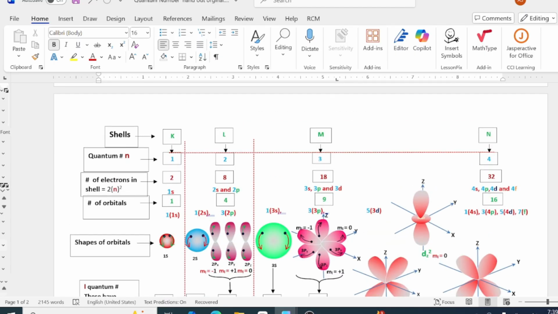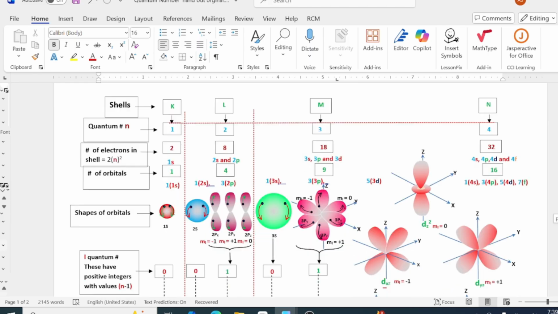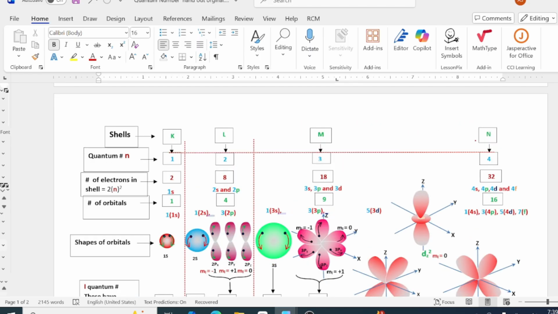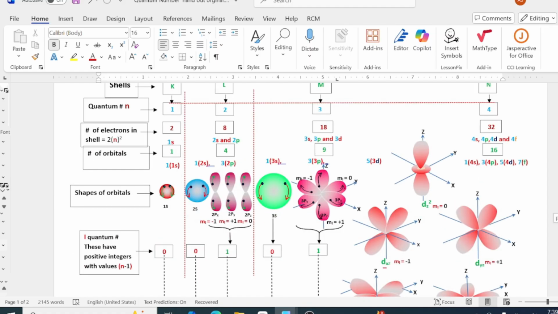Okay? First shell, only s orbital, second shell s and p orbitals, third shell s, p and d orbitals. Of course, we have the N shell here that will have a maximum of 32 electrons, and you're going to have 16 orbitals here. You're going to have a 4s orbital, 3 4p orbitals, 5 4d orbitals, and 7 f orbitals.